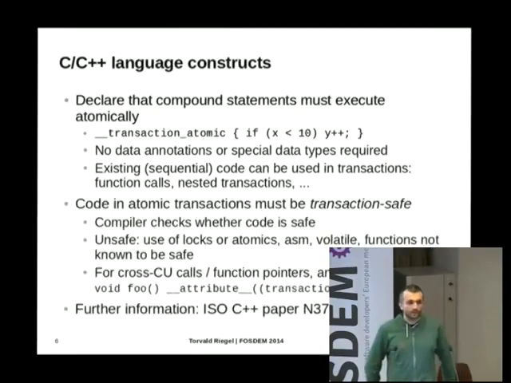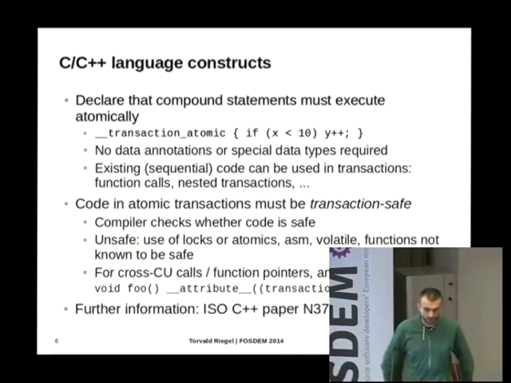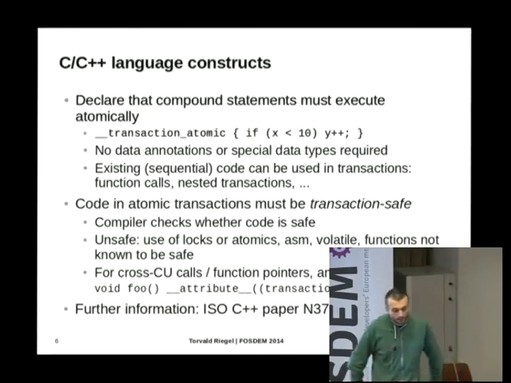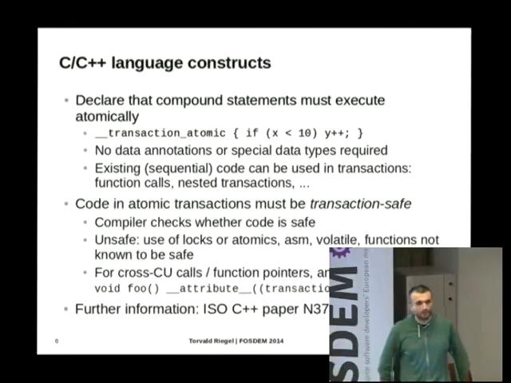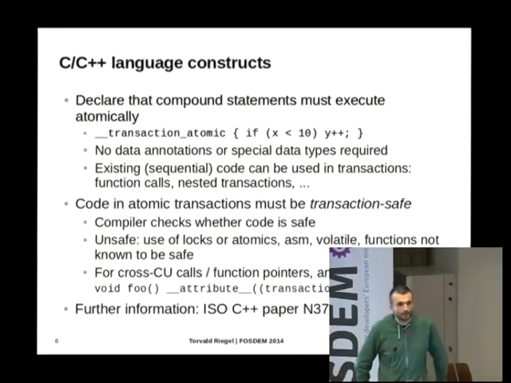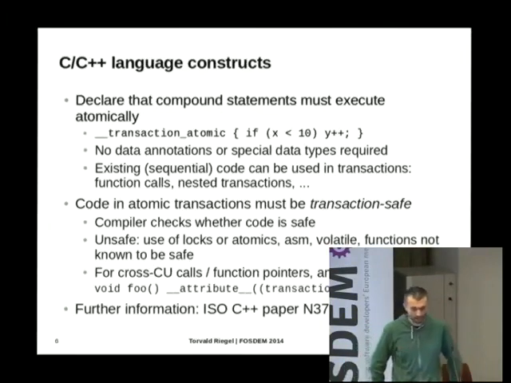However, the code in transactions must be what we call transaction safe. Unsafe code, for example, is the use of locks or low-level atomics, assembler instructions, volatile memory accesses, or simply functions not known to be safe. However, the compiler will actually check whether your code is safe, right? So you get a compile time checking guarantee for that.